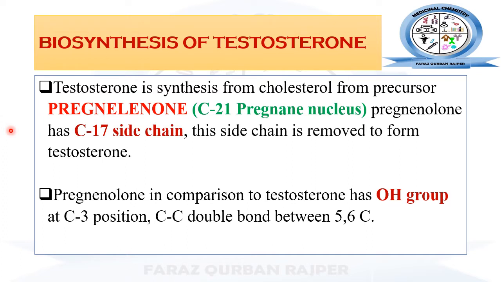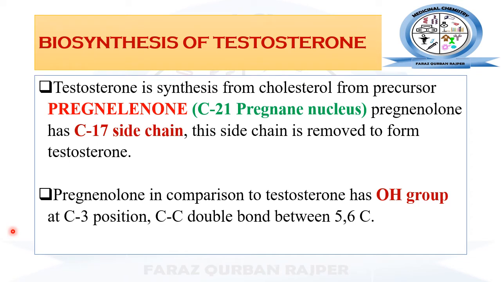Pregnenolone has a carbon side chain at the C17 position, which we have already discussed in our other video lectures. For converting into testosterone, this pregnenolone carbon side chain, which is present at the C17 position, is removed. That means pregnenolone, which is basically a C21 molecule, now gets converted into a C17 molecule by removal of the side chain that is present at the 17th position.